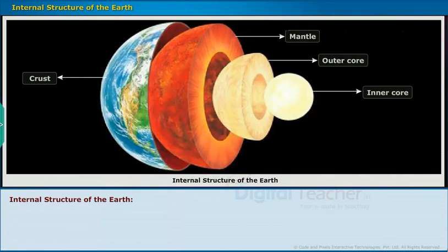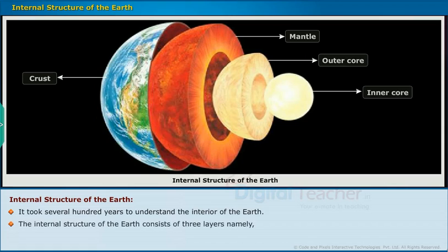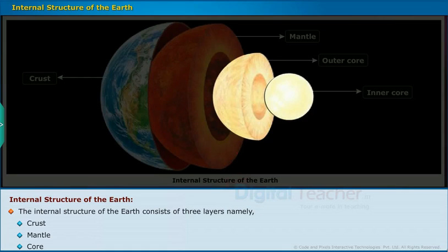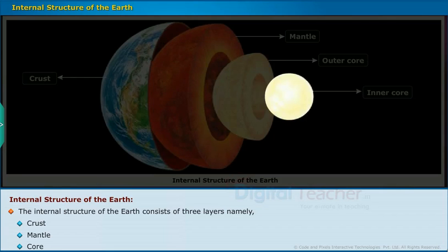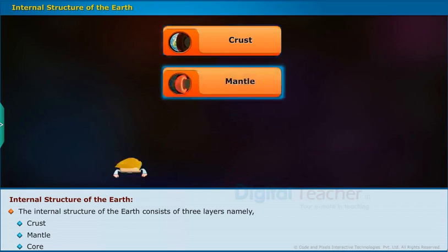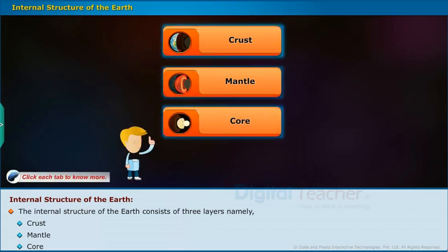Now, let us look at the internal structure of the Earth. It took several hundred years to understand the interior of the Earth. The internal structure of the Earth consists of three layers, namely crust, mantle, and core. The core is divided into two sublayers, that is, outer core and inner core. Note: 1% of the volume of the Earth exists as crust, 16% as mantle, and 83% as core. Crust, mantle, core. Click each tab to know more.